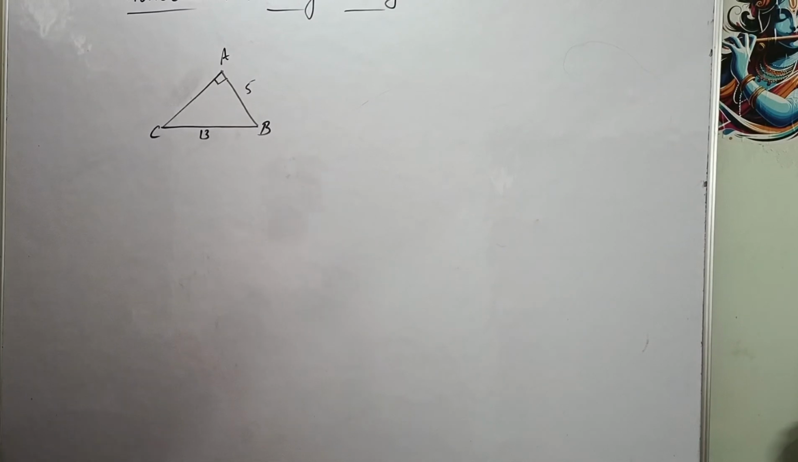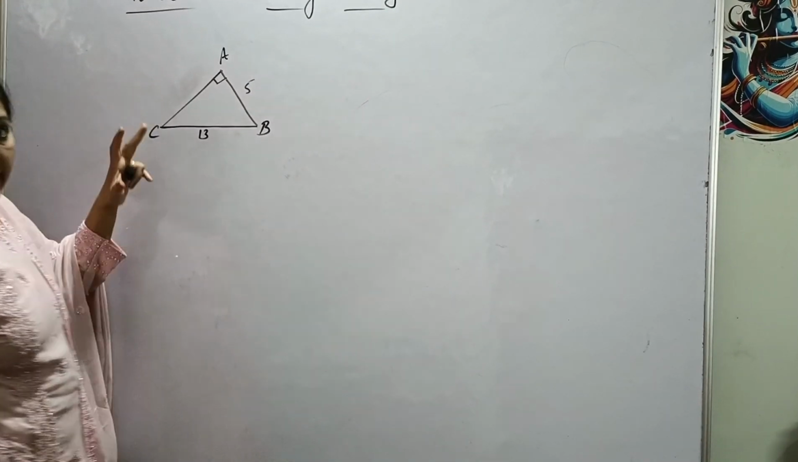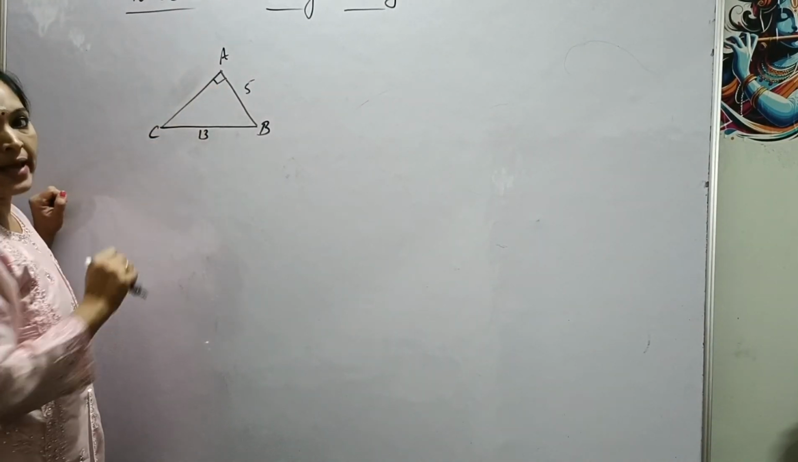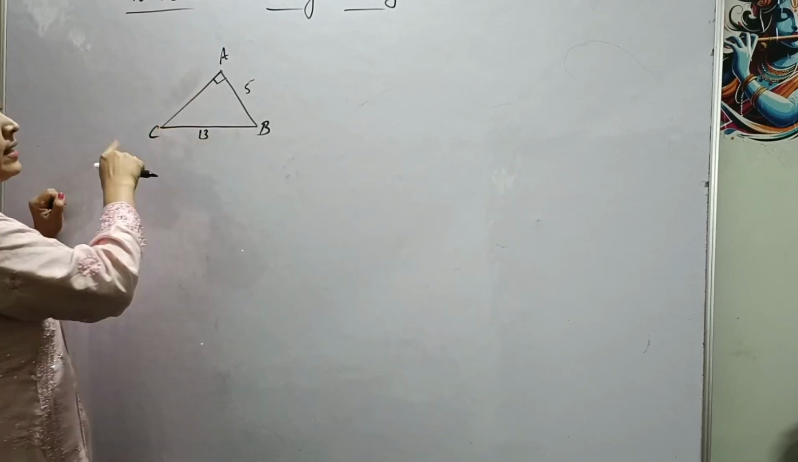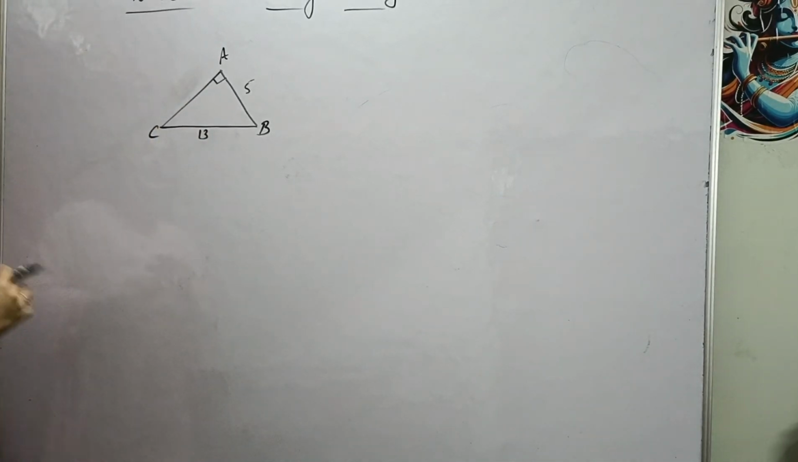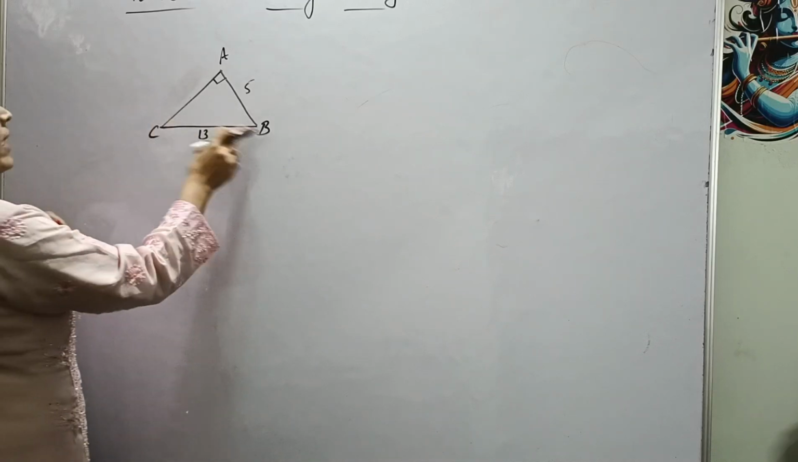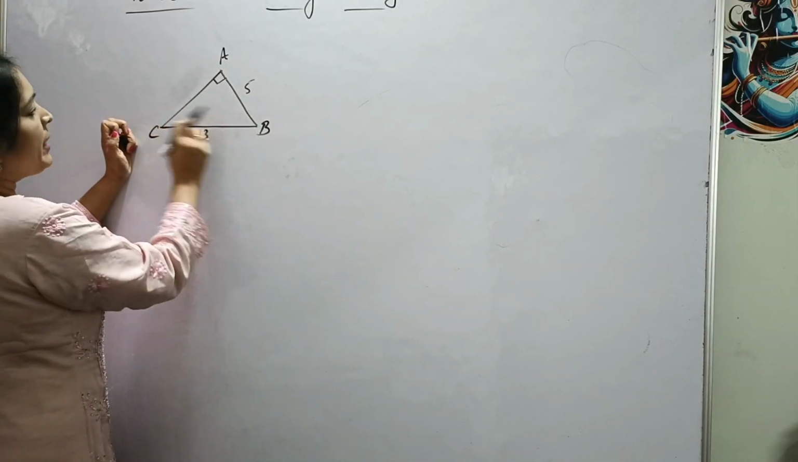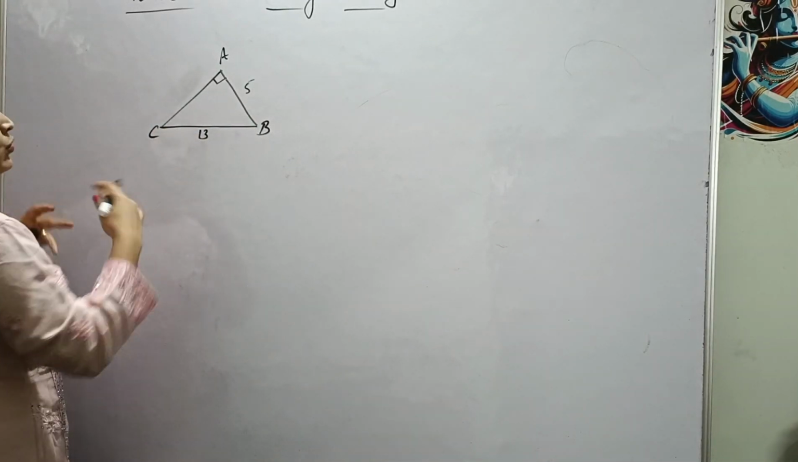Look at this right angled triangle, triangle ABC. It's a right angle triangle. Angle A is 90 degrees. Now let's find the 6 trigonometric ratios of these acute angles, angle B and angle C. Let's find them one by one.